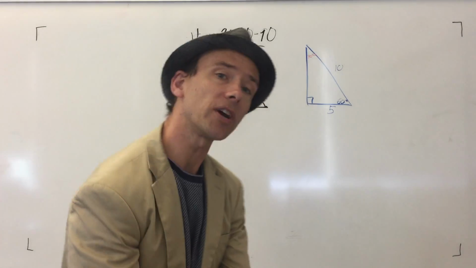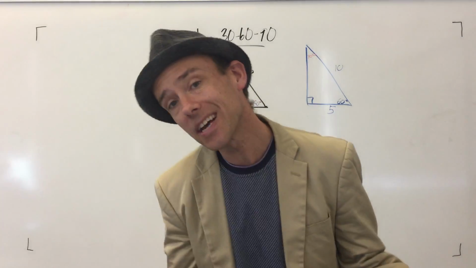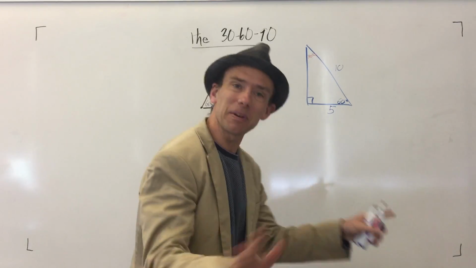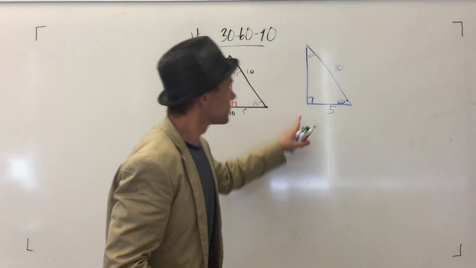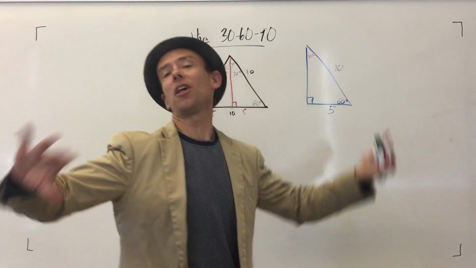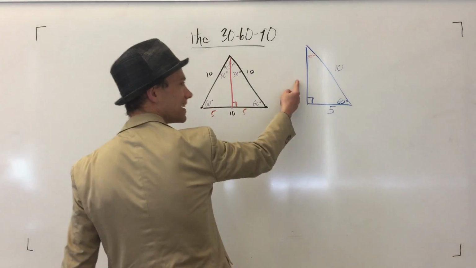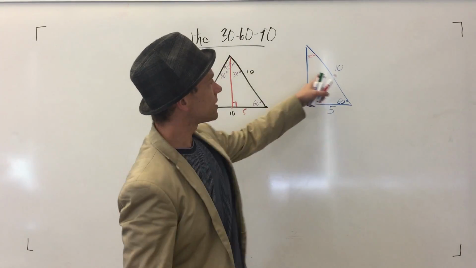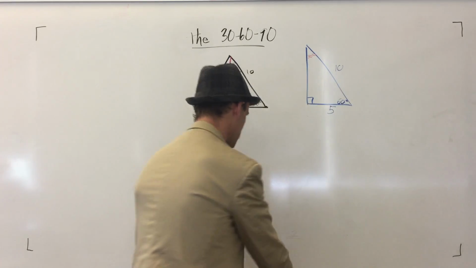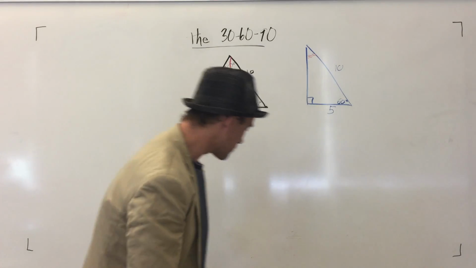Now, right triangles have 3 sides, of course, because it's a triangle, but they got special names, and here's what they are. The sides that make up the 90-degree angle, we call them legs. So we got a leg here, we got a leg there. The side across from the 90-degree angle is called the hypotenuse. So it's going to be important for us.